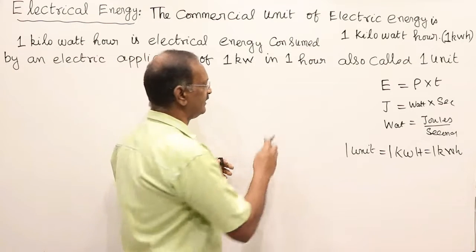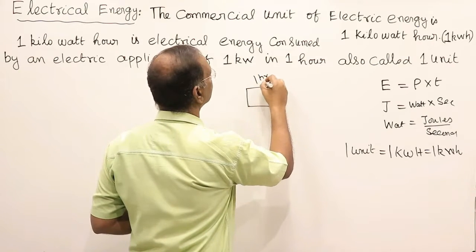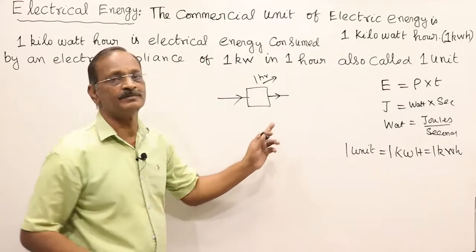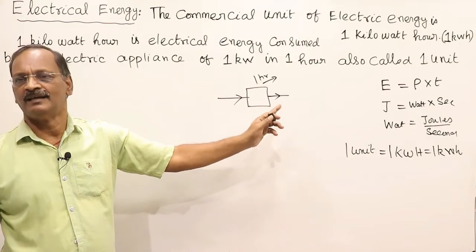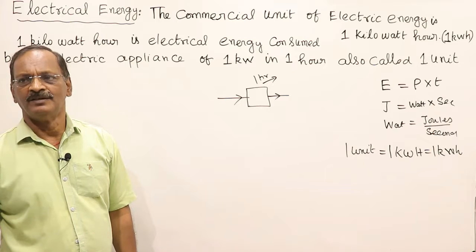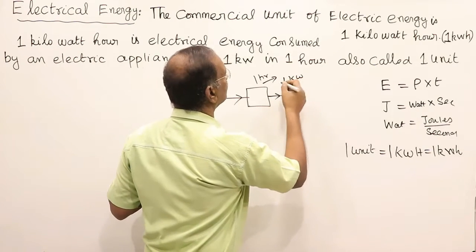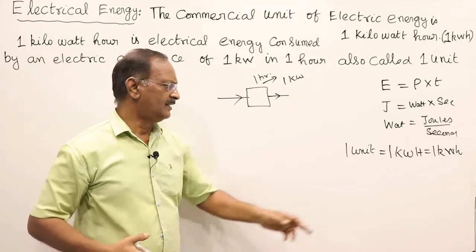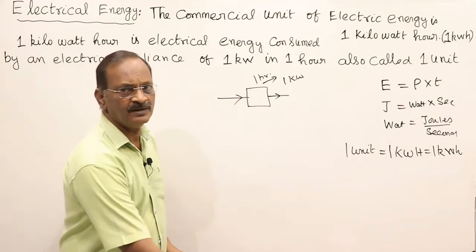Suppose there is an electrical appliance. A kilowatt hour is the electrical energy consumed by an electrical appliance of 1 kilowatt in 1 hour. This is what we call the kilowatt hour unit, and 1 kilowatt hour is equal to 1 unit of energy.